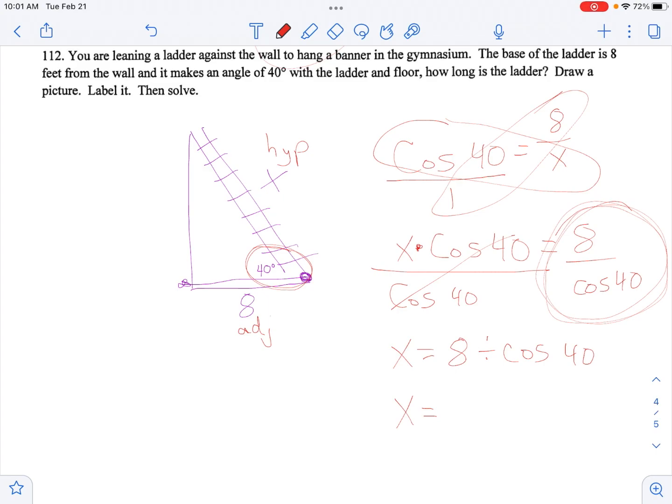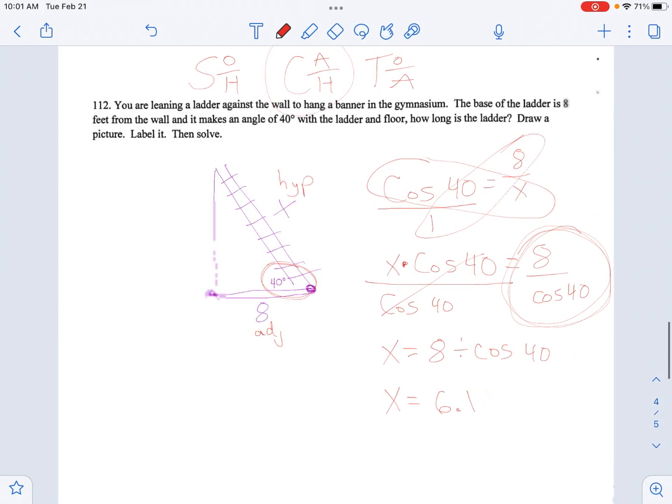Let's try this. 8 divided by cosine 40. You should get 6.13. I rounded that 2 to a 3 because after the 2 is an 8. So 6.13 would be how long the ladder is. And that's in feet.